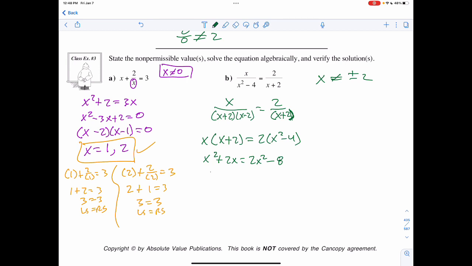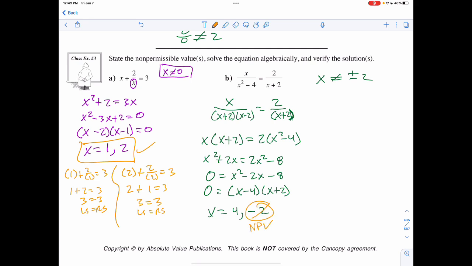I'm going to move everything to one side of the equation. 0 is equal to, when I take away an x squared, I'm left with x squared minus 2x minus 8. And when I factor this down, I'm going to get x minus 4 and x plus 2. So x is either equal to 4 or negative 2, except that negative 2 is a non-permissible value, which means that theoretically only x is equal to 4 should work.